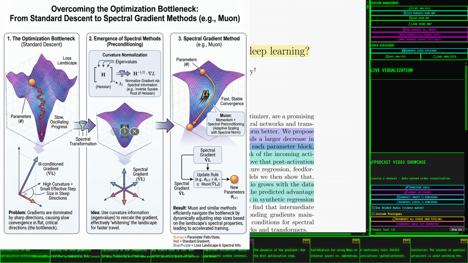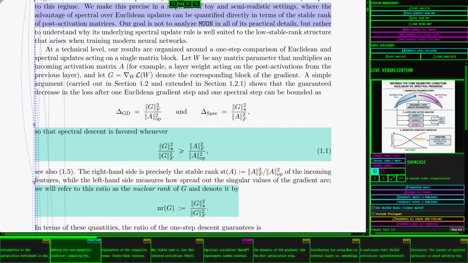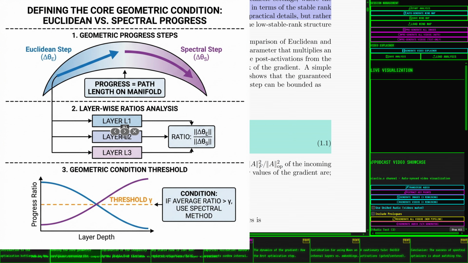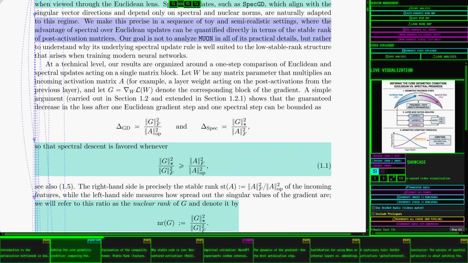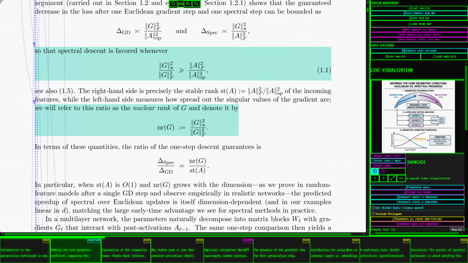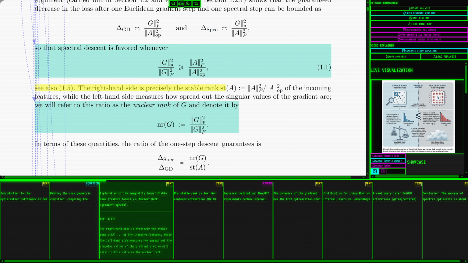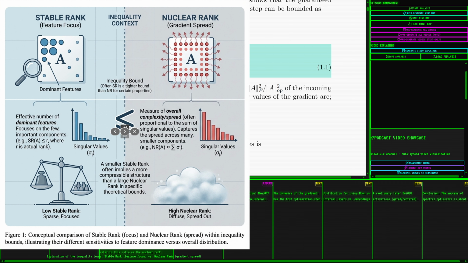So now we flip to the other side of the coin, the optimization effort. And for that, we measure the nuclear rank of the gradient, or NR(G). Okay, so if stable rank measures how focused the features are, then nuclear rank measures how spread out the optimization signals, the gradients, are. A high nuclear rank means the gradient is pulling the optimization effort across many different dimensions, even the subtle, non-dominant ones.